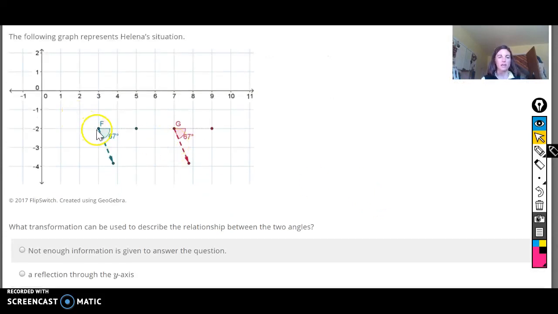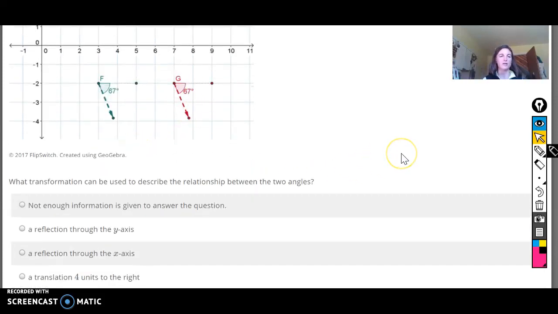As you can see, we've got point F kicking to the target, point G kicking to the target. So what transformation can be used to describe the relationship between the two angles? Well, they're at the exact same angles. If you remember back to when we were talking about the shoes and one shoe being the reflection of the other, but what if they were two left shoes? How would you know that? I said, well, one would be a translation of the other instead of a reflection of the other.